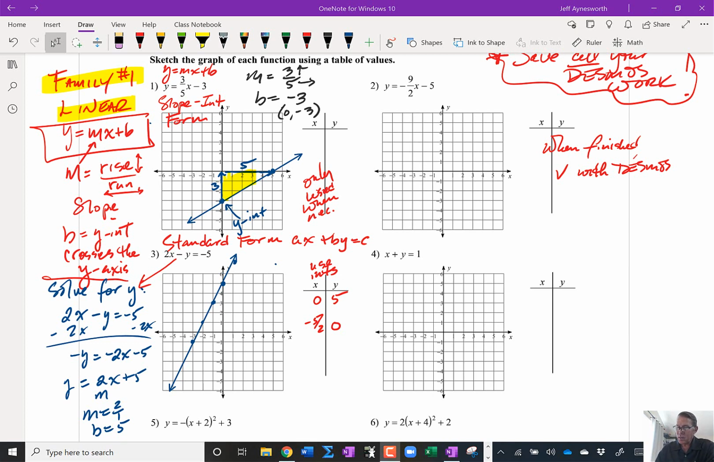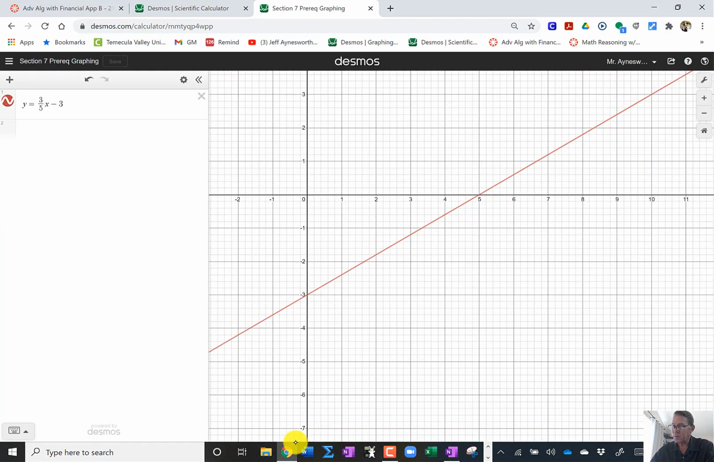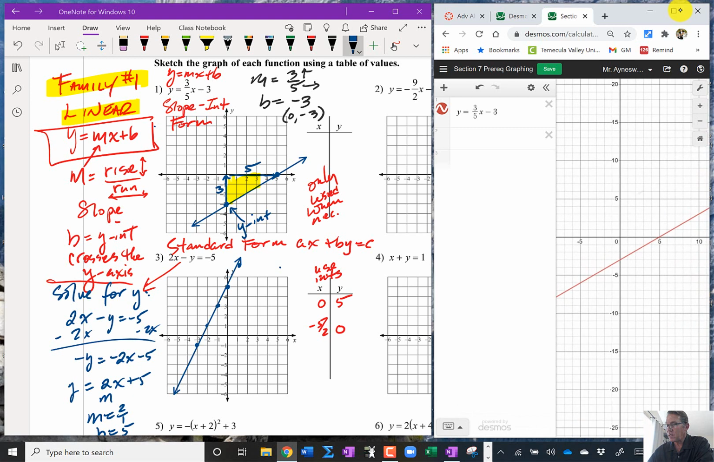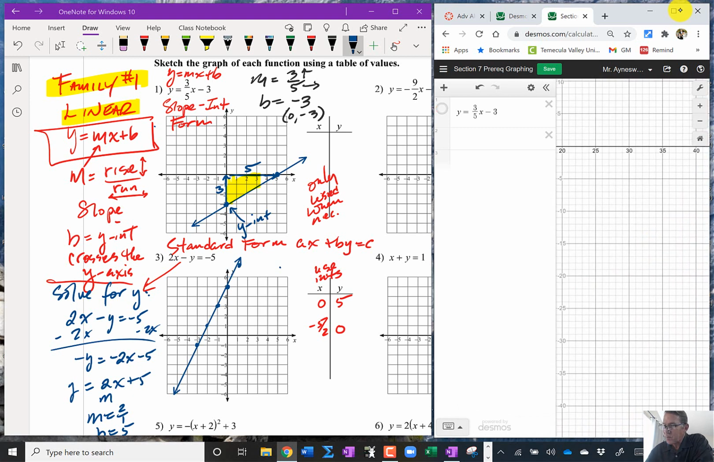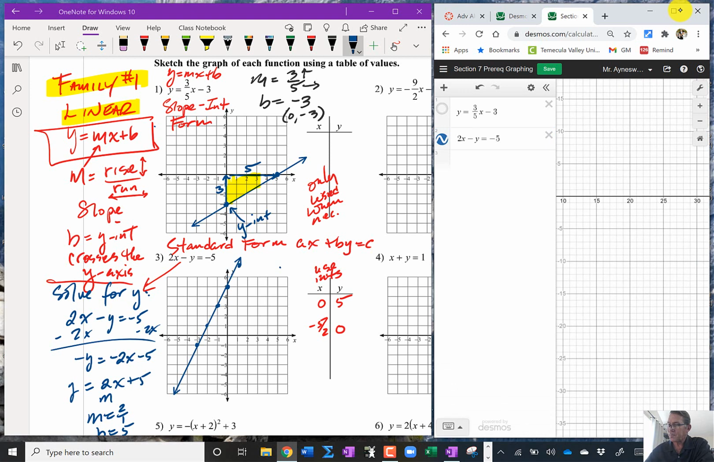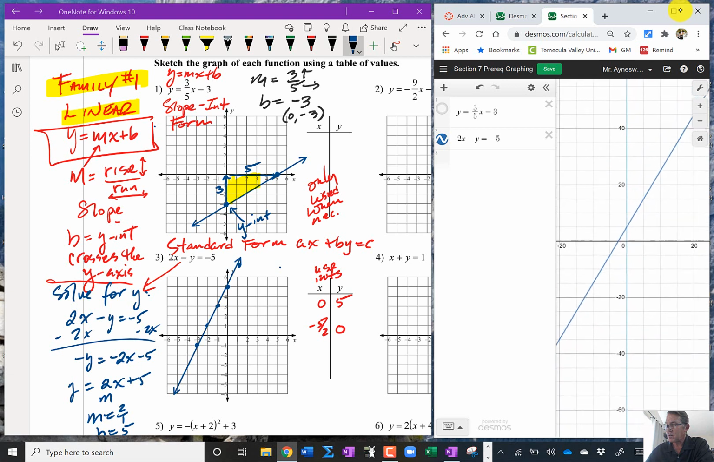All right, now let's check this with Desmos. Let me minimize this and bring up Desmos. Let's put it side by side. So let's go ahead and go to the graph. I'm going to deselect this one, and I'm going to enter the next one in, and I'm going to type in exactly what I am given. So not the new equation down below, y equals 2x plus 5, but I'm going to type in the original to see if I'm correct. So 2x minus y is equal to negative 5. There we go. And then you just adjust the scale so you can see things better. You can zoom in and out if you like.